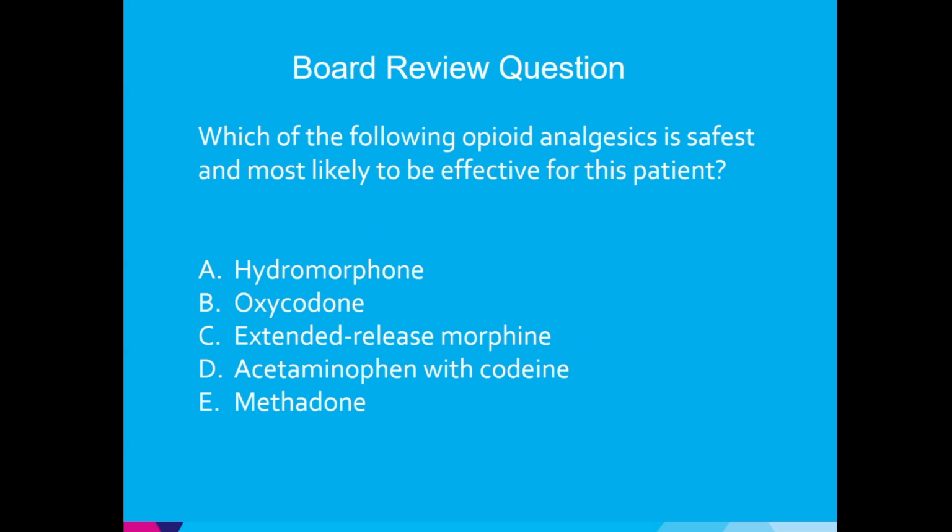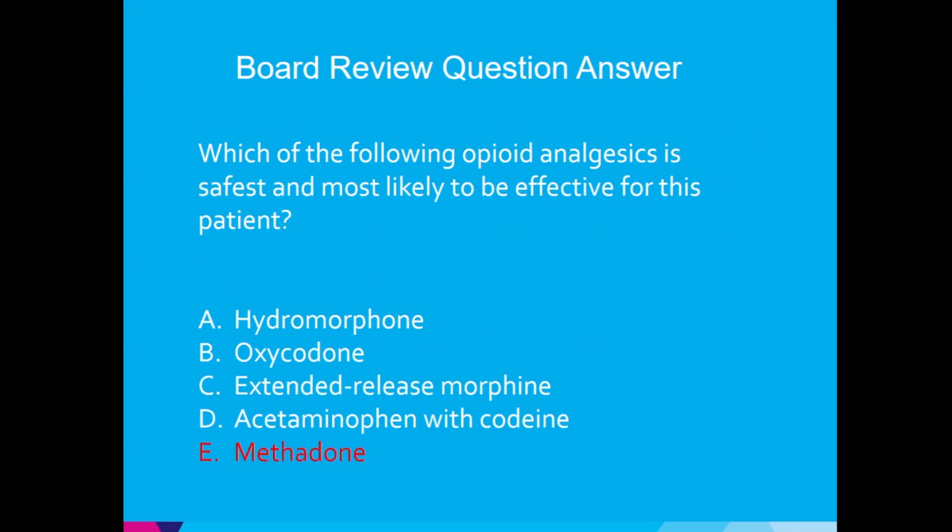A, hydromorphone or Dilaudid. B, oxycodone. C, extended release morphine, also known as MS-Contin. D, acetaminophen with codeine. Or E, methadone. I want you to take a minute to pause either your video or just to think about what your answer would be. And we'll go on to share the answer, but make sure that you pause and think through this yourself.